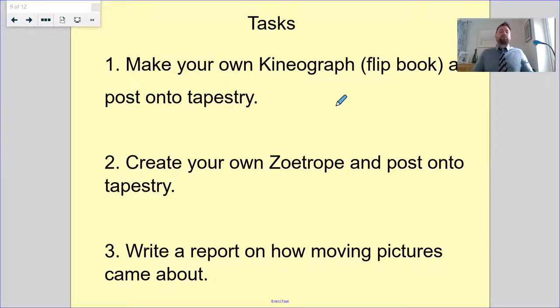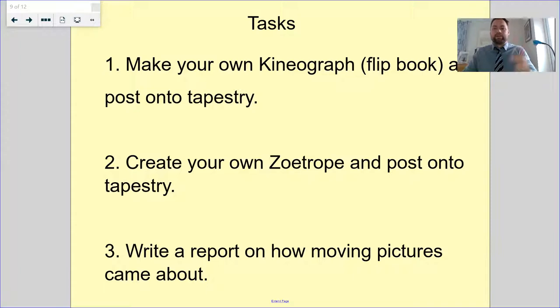And then the last one is, if you really want to push yourself and incorporate your writing skills into this, you can write a report on how moving pictures came about. So how did they become famous and all of this? Okay, so there are three tasks. You only have to do one of them, remember. You don't have to do all three. But task one is the one that everyone should be able to do. And then the other ones are a little bit more challenging.